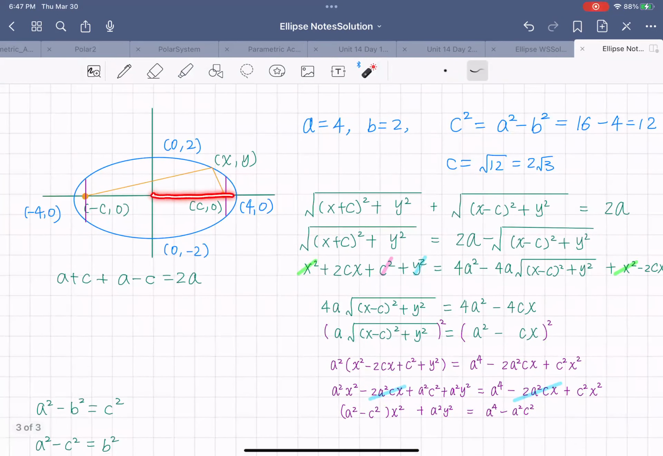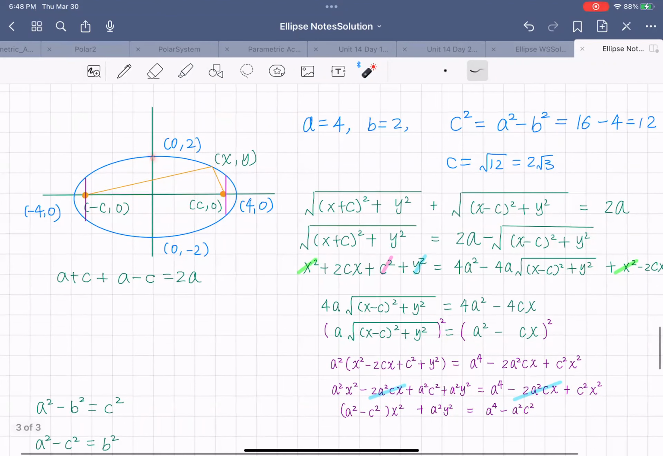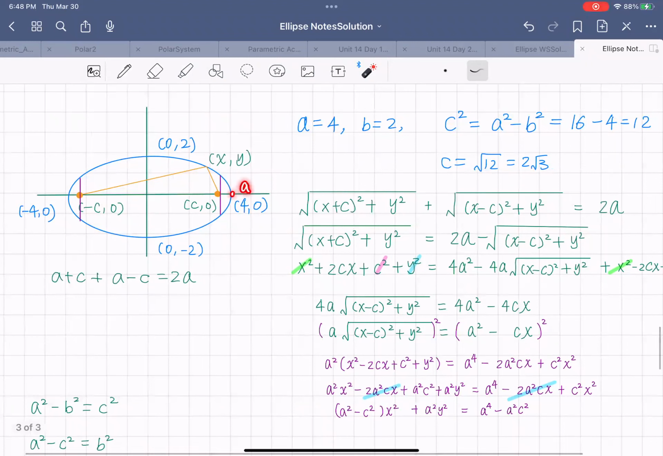That's called a major axis. This is the major direction. This is the minor direction. This is your vertices, major direction. This is vertices, minor direction. This is A, this is B.